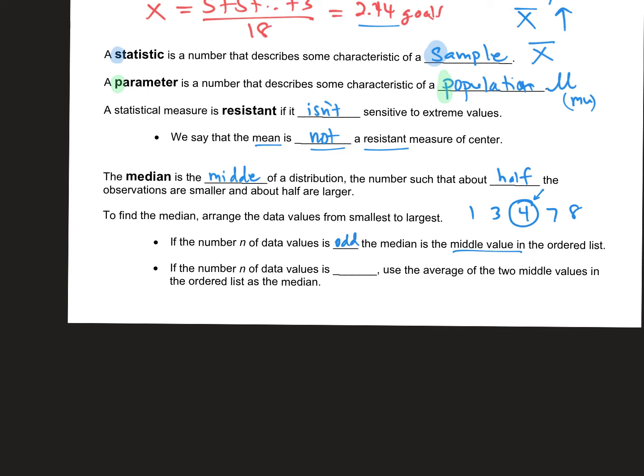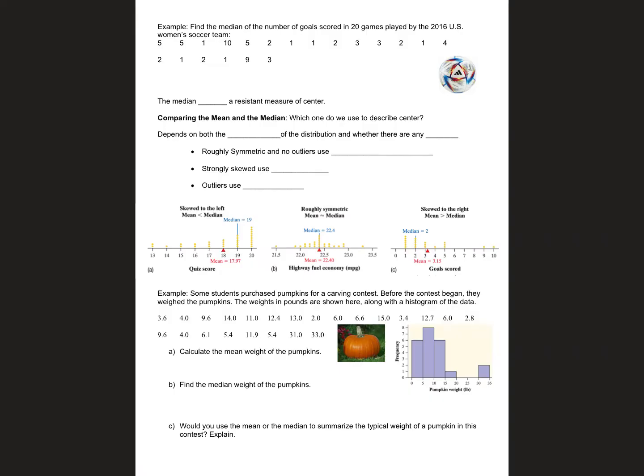All right, and if the number n of data values is even, then we're going to use the average of the 2 middle values. So if it's even, let's just go ahead and write those numbers. We'll go 1, 3, 4, 7, 8, and 10. Then we would go to the middle 2 numbers and find the average of 4 plus 7 over 2. Okay? All right, next page.